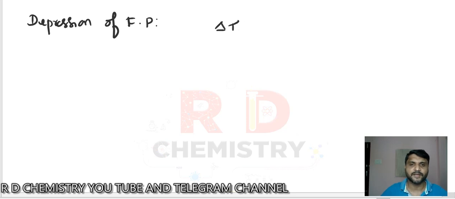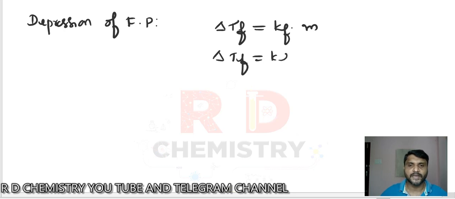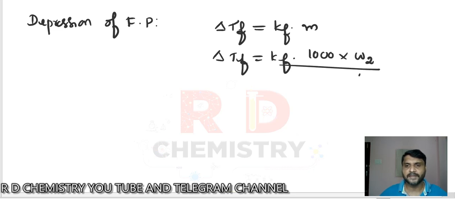Similarly, we have the depression of the freezing point. A similar formula: delta TF, the difference in the two freezing points, is equal to KF into molality. KF stands for the cryoscopic constant which will be given. Or delta TF is equal to KF into 1000 into W2 divided by W1 into molar mass M2, right?